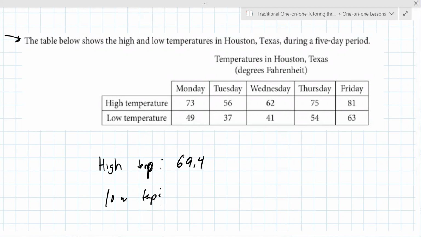$48.8. Very good. Now I'm going to give you the question and you have to answer it based on the information we just found.